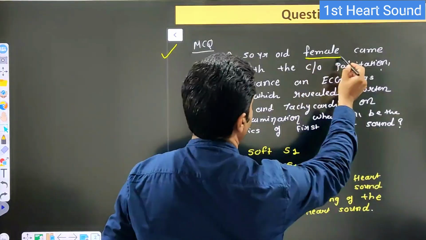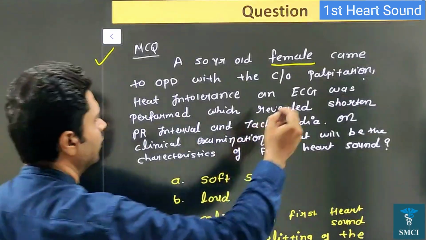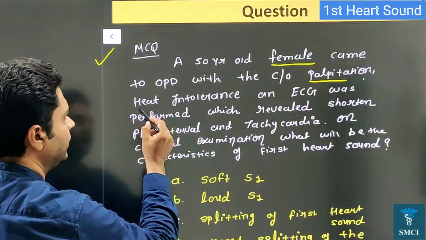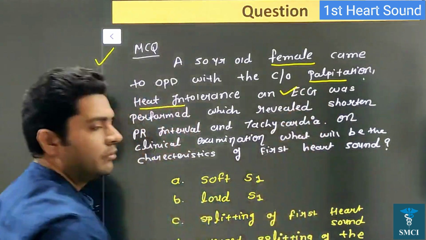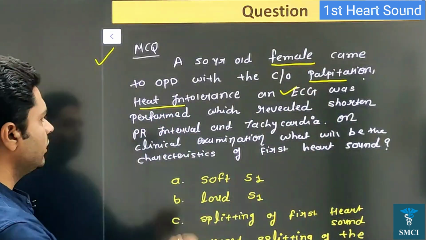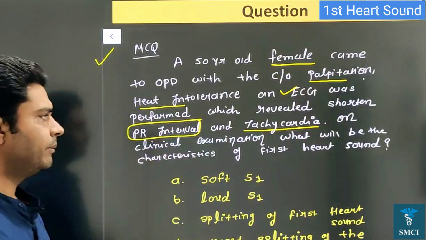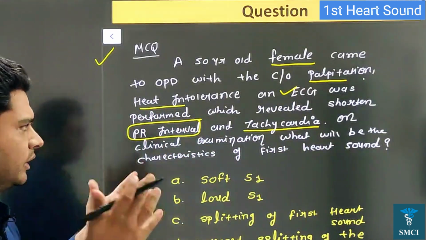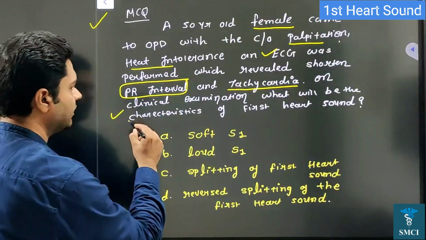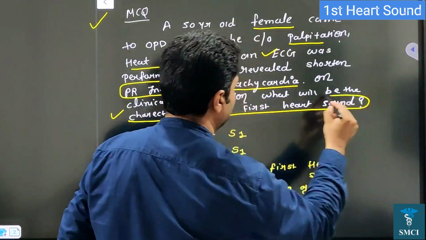A 50-year-old female came into the OPD with the complaint of palpitation and heat intolerance. Her ECG was performed on OPD basis, and it shows the PR interval was shortened and there was a tachycardia present. Now, when we do a clinical examination, what will be the characteristic of the first heart sound?